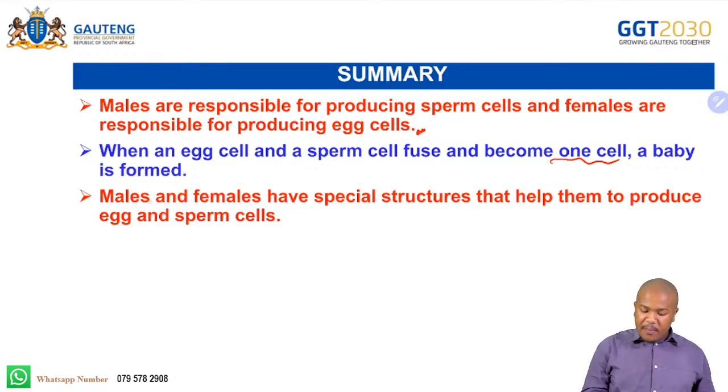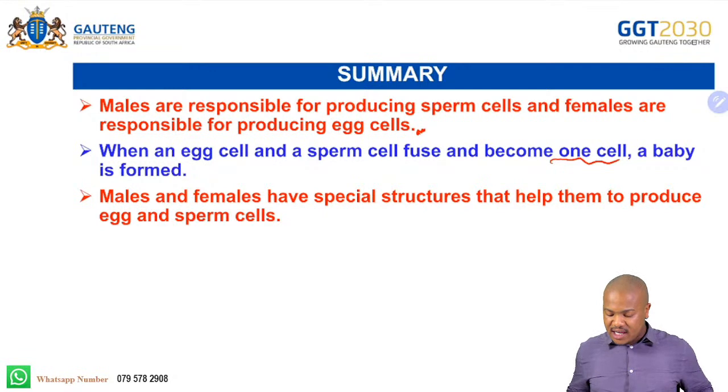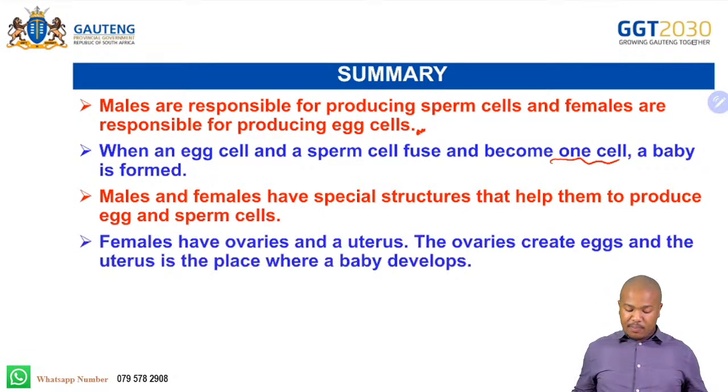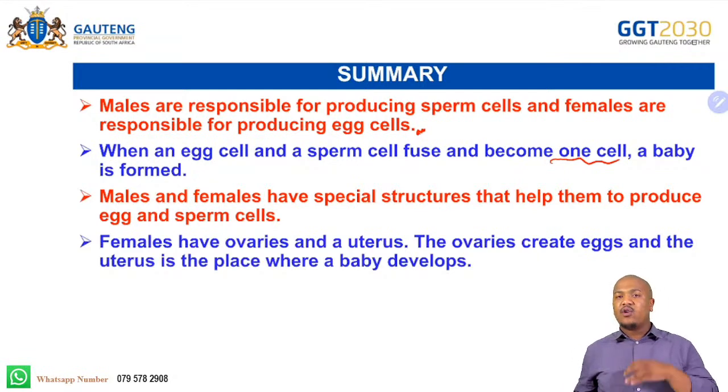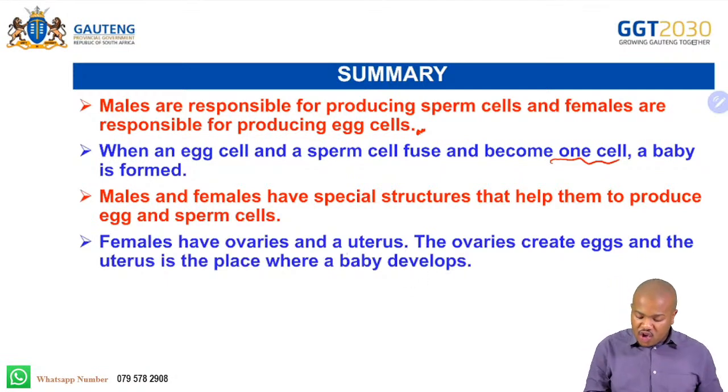So we say that males and females have special structures that help them to produce egg and sperm cells, right? Females have ovaries and a uterus. The ovaries create eggs and the uterus is the place where a baby develops, right? The ovaries secrete eggs into the fallopian tubes in preparation for possible fertilization. After fertilization has taken place, that baby is going to be nurtured and developed where? In the uterus of the female reproductive system, right?